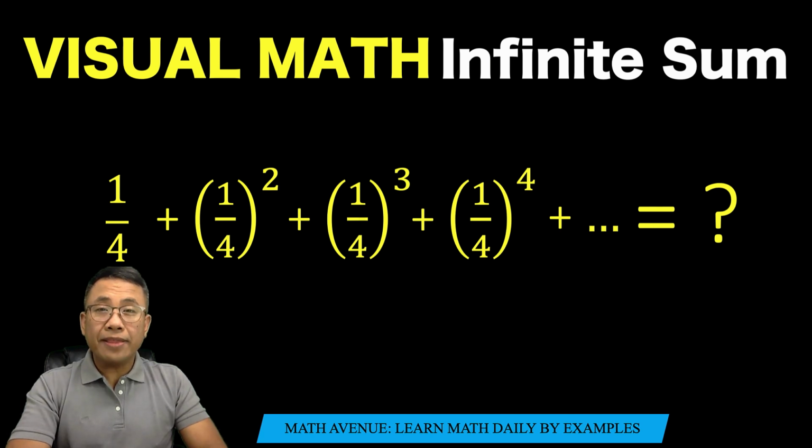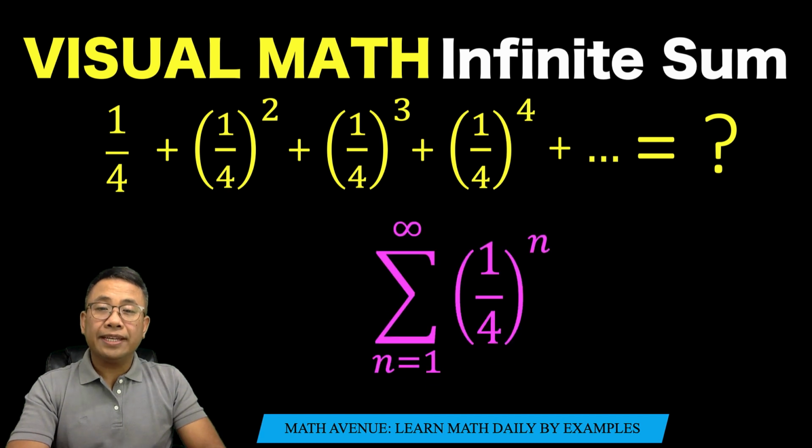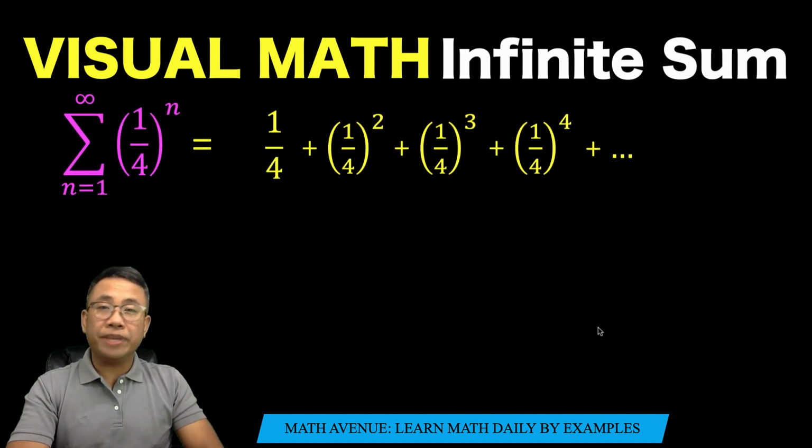Let me show you two methods. The first one is using visualization and the second one is using a formula. Now, this kind of repetitive sum can be written in a shortcut method this way. It's the sum of 1/4 raised to n, where our n starts from exponent 1, exponent 2, exponent 3, exponent 4, until infinity. So what is the sum of this infinite geometric series?